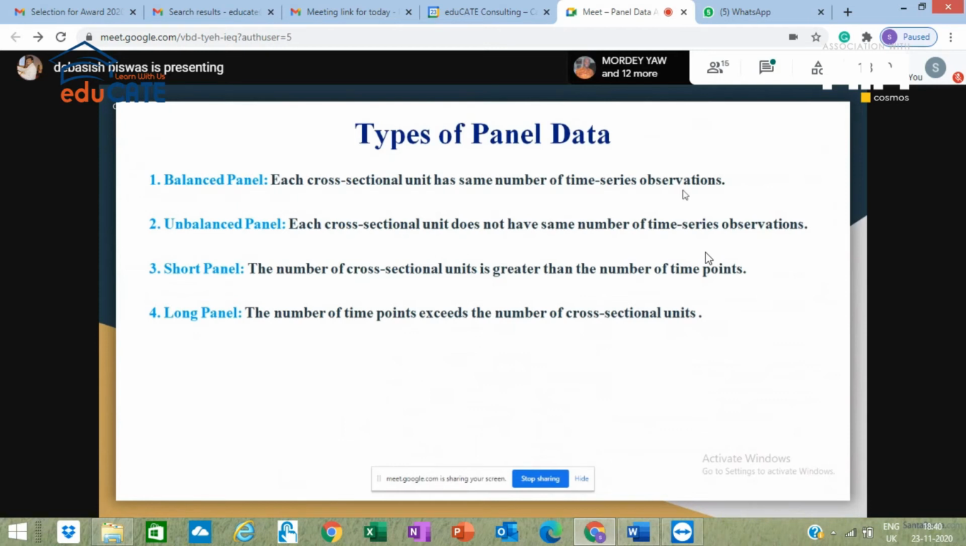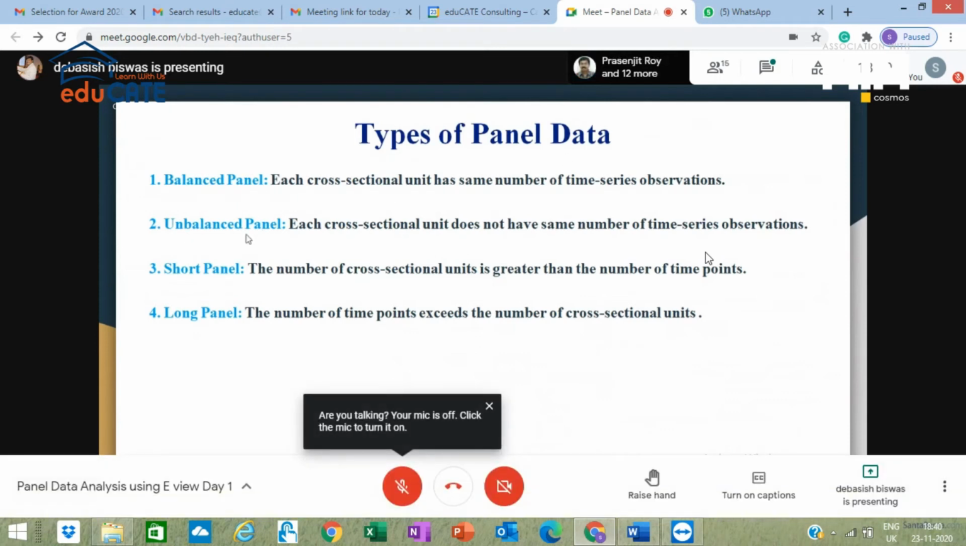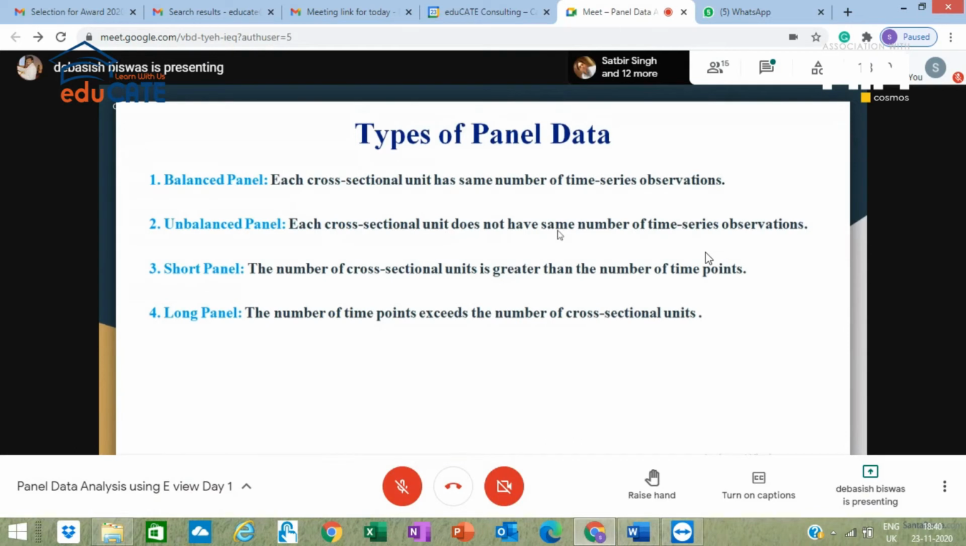But in case of unbalanced panel, each cross-sectional unit does not have the same number of time series observations. Suppose in case of West Bengal, you are considering 4 years. In case of Andhra Pradesh, you are considering 5 years. In case of Himachal Pradesh, you are considering 7 years. So your panel structure is called unbalanced panel.